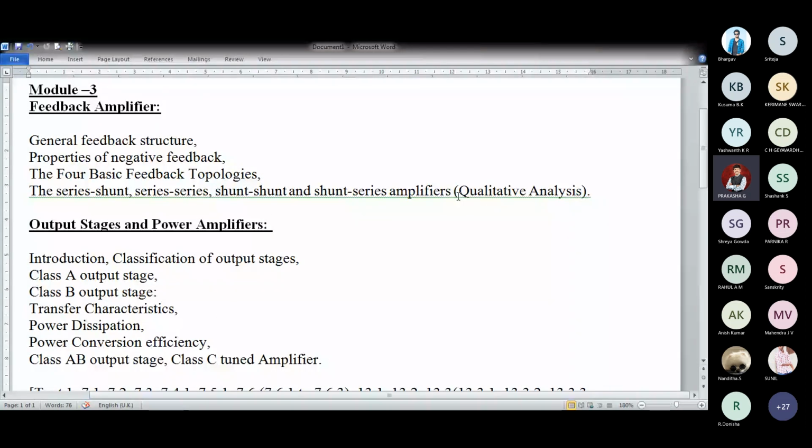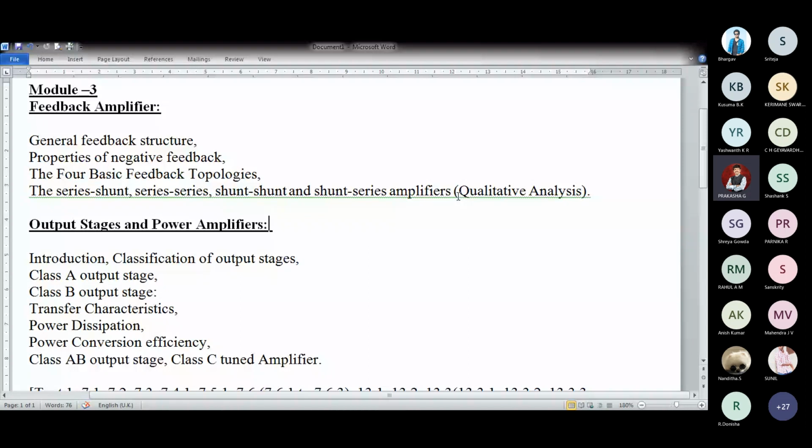In the series-to-shunt topology, what exactly is going to happen, how exactly the feedback and amplification are going to happen. Similarly, series to series, similarly shunt to shunt and shunt to series. Four different combinations we are going to have. These four different combinations we are going to discuss in feedback amplifiers.